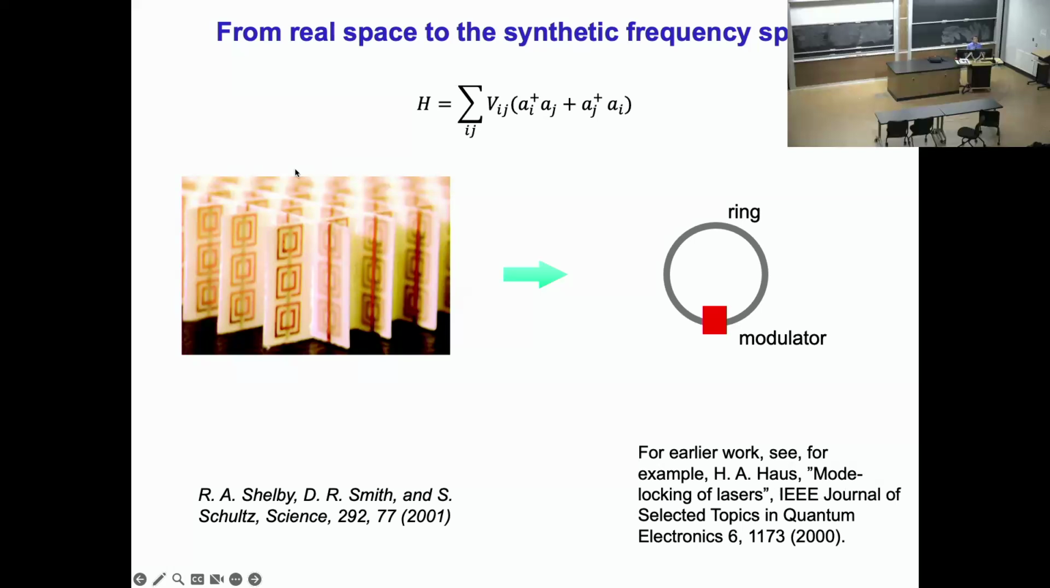frequency space. And in particular, we think of a structure where we have a ring and we put a modulator in there. And then we use the modulator to couple the modes in the ring with different frequencies. This idea has been around in photonics for many decades. In fact, this is the underlying idea for mode-locked lasers, which are very, very important in optical science and engineering. And we use essentially the same formalism, but we do it for different purposes.